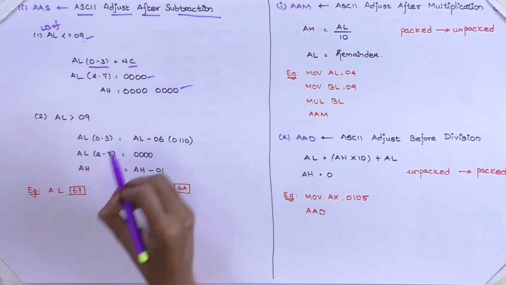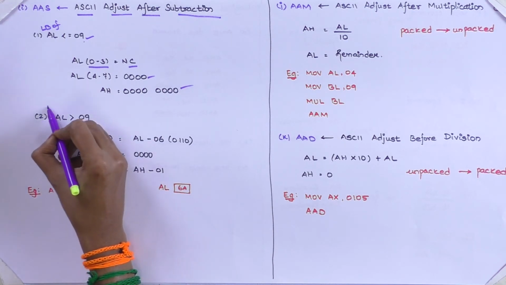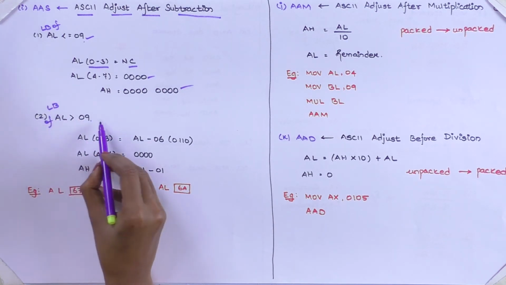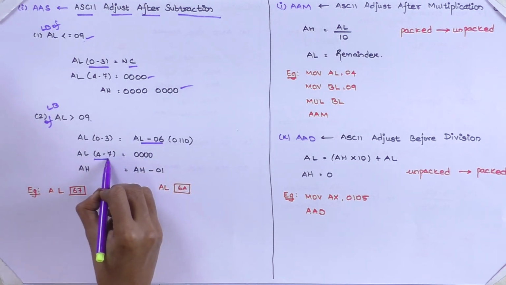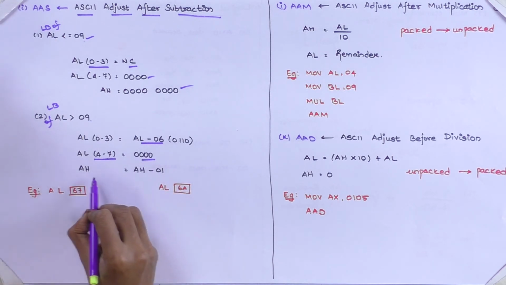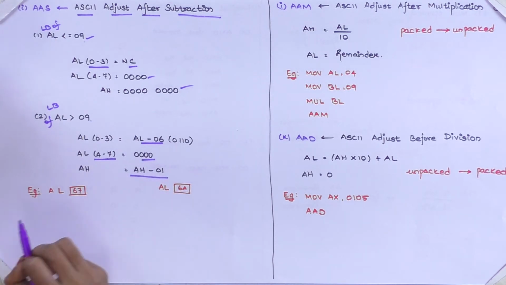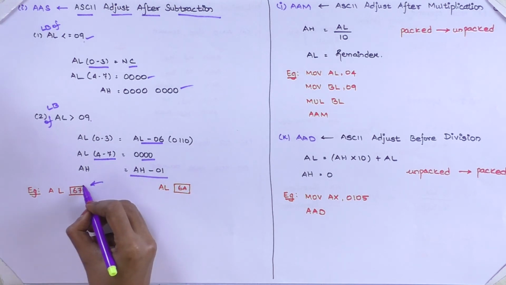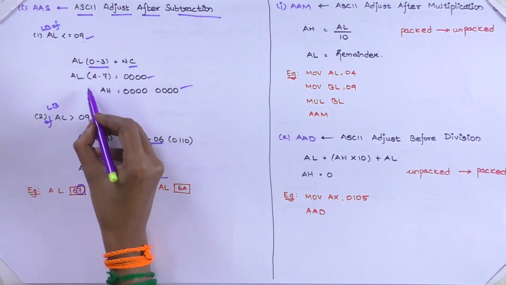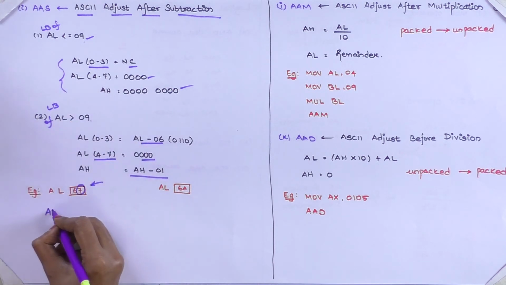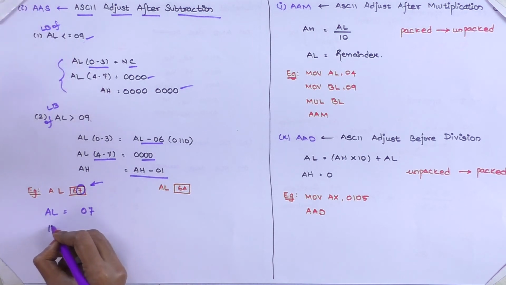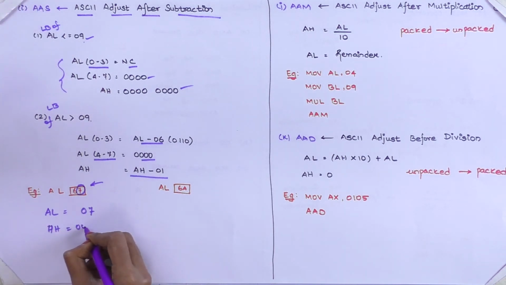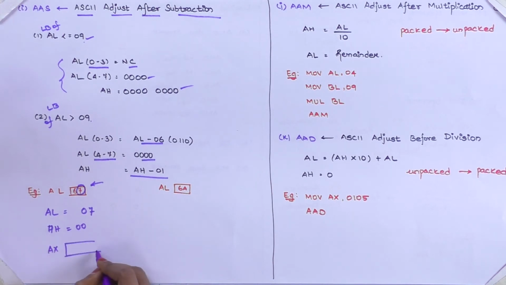AL has become 0, AH will also be 0. So if the lower bits of AL are greater than 9, the AL value will be subtracted by 6, bits 4 to 7 become 0, and AH will be decremented by 1. Here also I have taken the same example, the lower bits 7, which is less than 9, so we will follow this case. AL will have the same value 7, the higher bits have become 0, and AH has also become 0. So as a total, the AX value will be 0007.